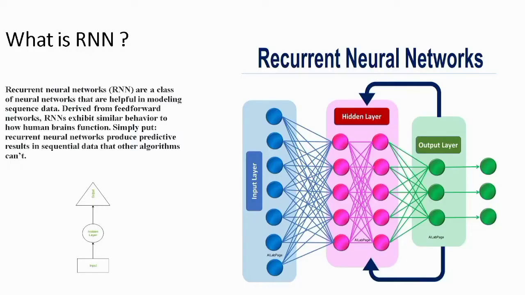So, first of all, what is RNN? RNN means recurrent neural network. RNNs are a class of neural network derived from feed-forward networks that are helpful in modeling sequence data. RNN exhibits similar behavior to how human brains function. In simple words, recurrent neural networks produce predictive results in sequential data that other algorithms cannot.